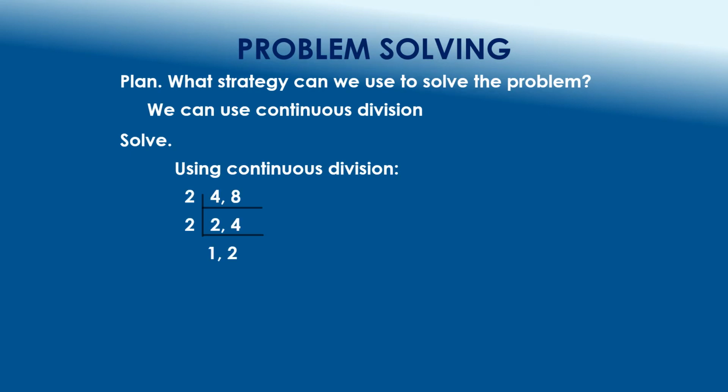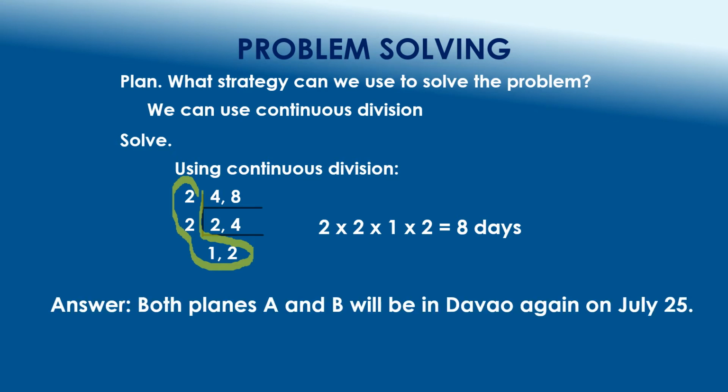Using the continuous division, we will divide the 4 and 8 by 2. So, makikita natin dyan, ang lalabas or matitira is 2 times 2 times 2 times 1 times 2. Okay? So, therefore, the answer is 8 days. After 8 days, magkikita yung plane again in Davao. Therefore, both plane A and plane B will be in Davao again on July 25. Kasi nung nandun sila nung July 17 plus 8, that is July 25th.